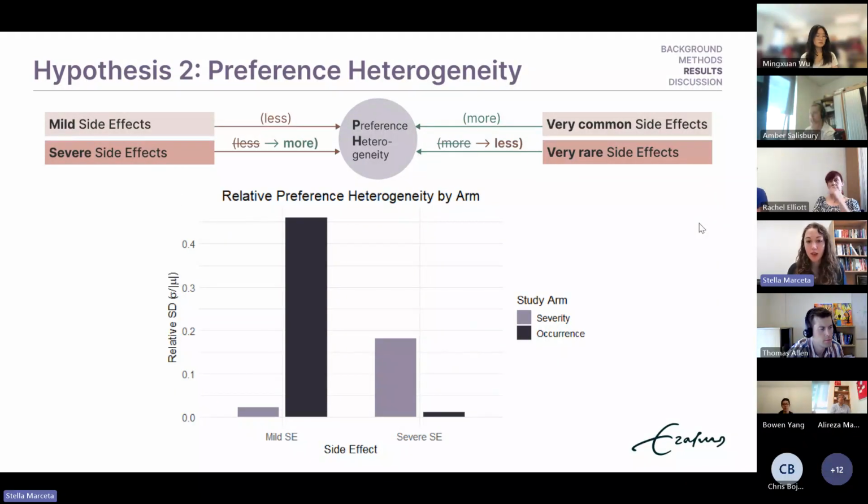For the second hypothesis, we looked at preference heterogeneity, and for mild side effects, this was in the same direction. There was more preference heterogeneity for the very common side effects than for the mild side effects. But for the severe side effects, this was the other way around. If you look at the y-axis, mean-adjusted standard deviations from a mixed logit, what I want to point out is that it is quite small. That's also why I put it in brackets, because it's not really gigantic differences.